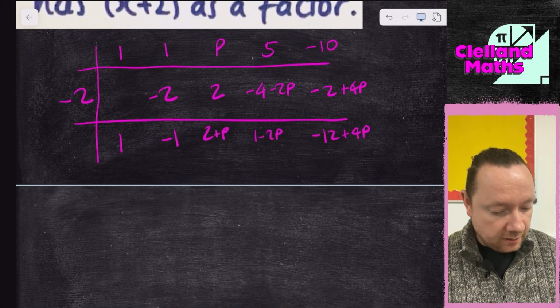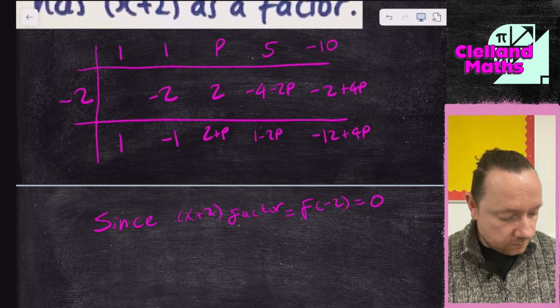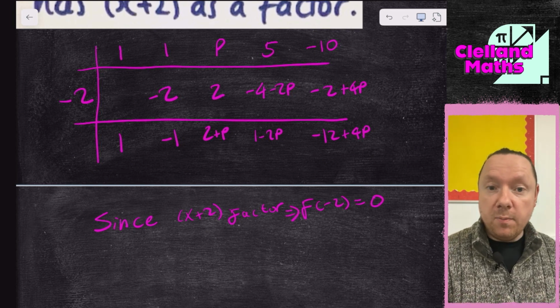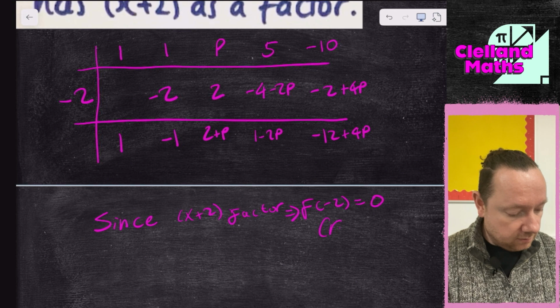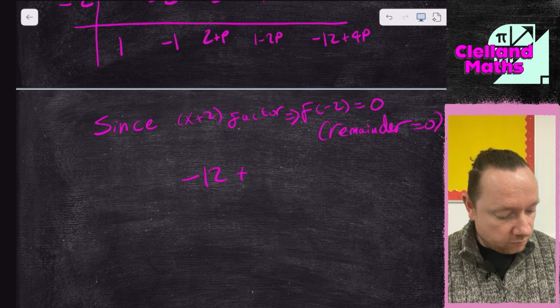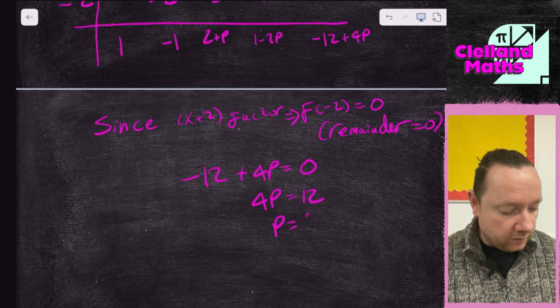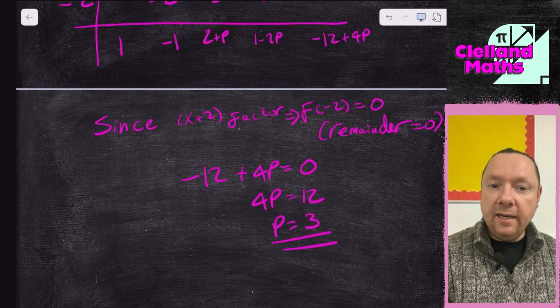And we just need a little statement. Since x plus 2 is a factor, then f of minus 2 should equal 0, or the remainder equals 0 if you prefer that statement. So that means we can just say that minus 12 plus 4p equals 0. So taking the 12 over and then dividing by 4, 4 threes is 12. p is 3, and we're done there.